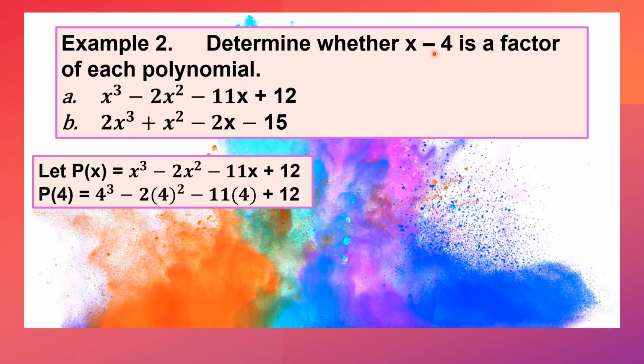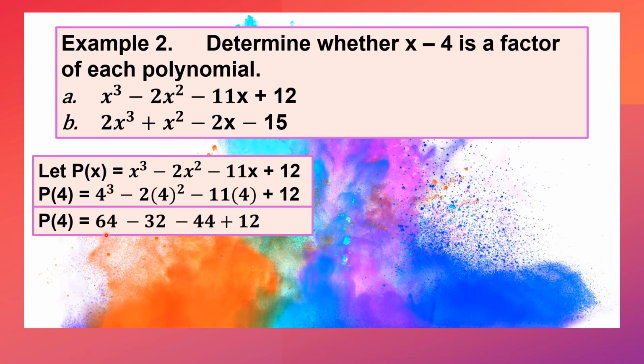Because we transpose negative 4 to the other side of the equation, it will become positive 4. Now let's evaluate. Just change all x here into positive 4. So x, I change it to 4. Then x here becomes 4. Simplifying this, we have 4 cubed is equal to 64.